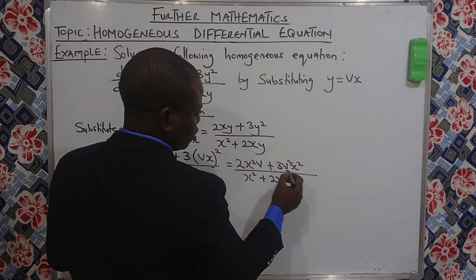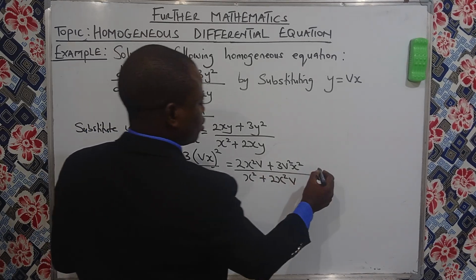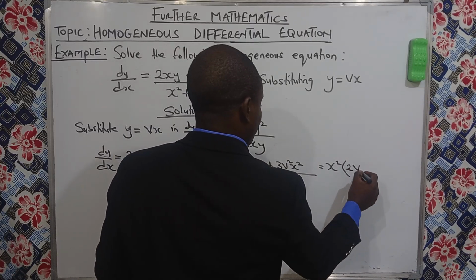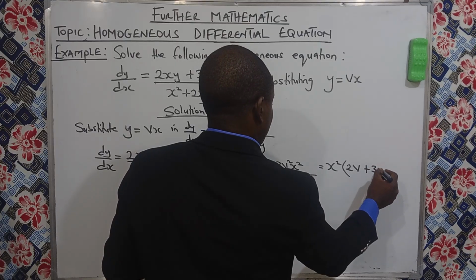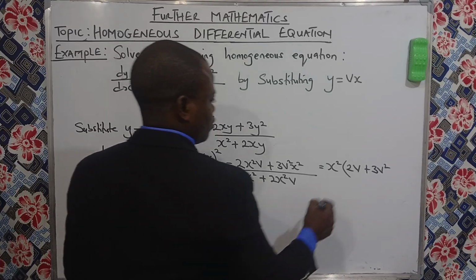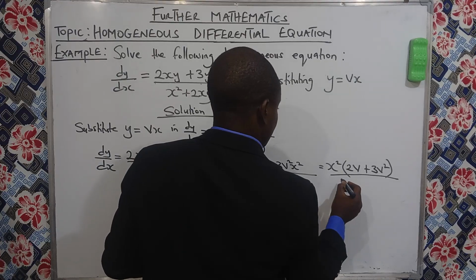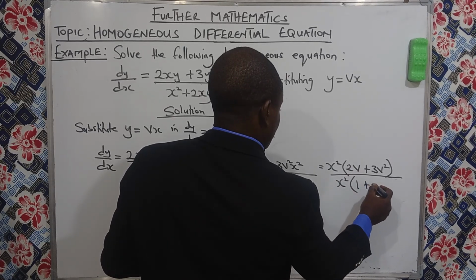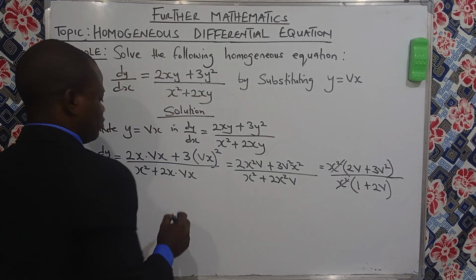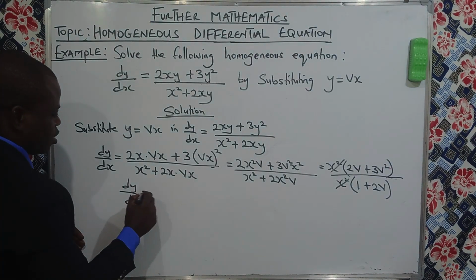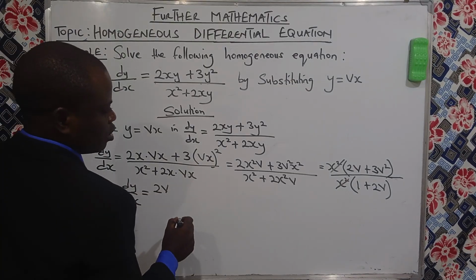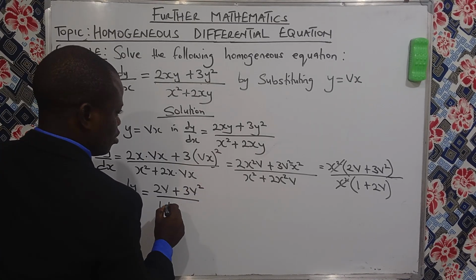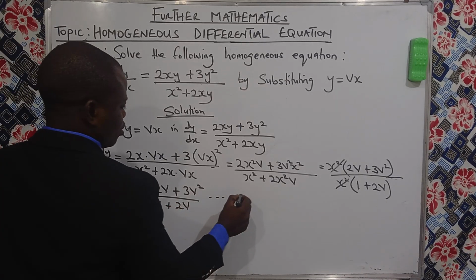Now let's factorize what is common out. We have x squared here. Now we have x squared bracket 2v plus 3v squared over x squared open bracket 1 plus 2v. x squared cancels x squared. We're left with dy over dx equals 2v plus 3v squared over 1 plus 2v. Let's call this one equation 1.